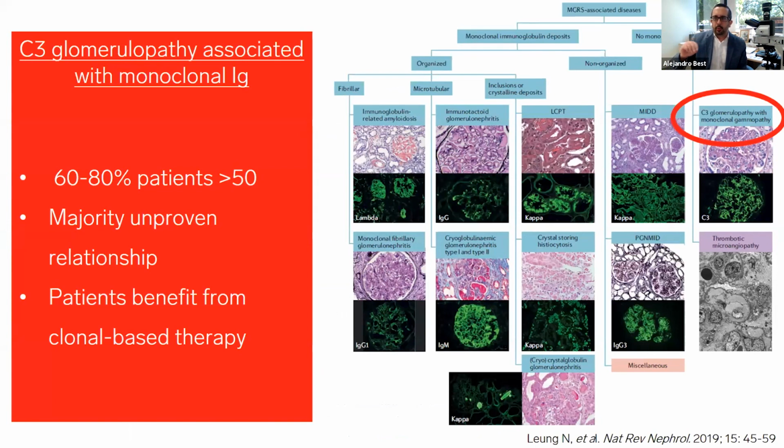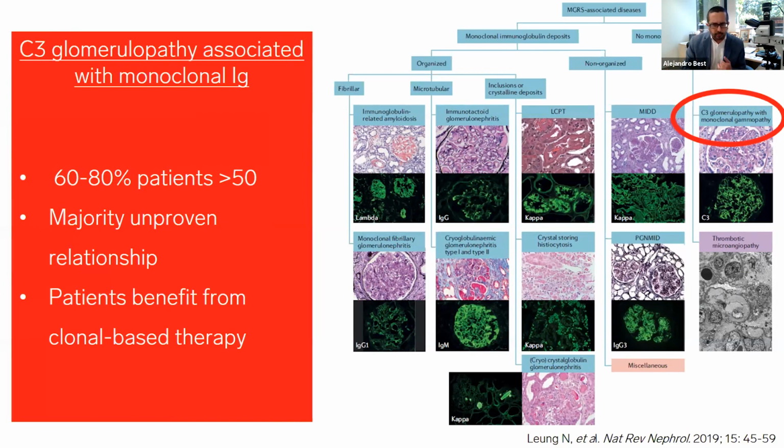I do want to make a point though, before we move on. Statistically, if you look at all the C3Gs in patients over 50, depending on the series that you read, at least 60, sometimes even 80% of these patients have detectable monoclonal immunoglobulins. It could be an MGRS, it could be a lymphoma, it could be myeloma, but 60 to 80%, that's a lot. You cannot argue that that's normal.